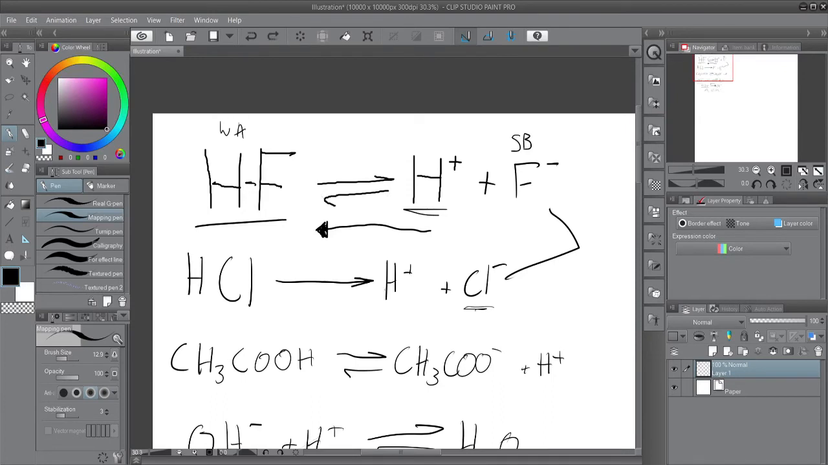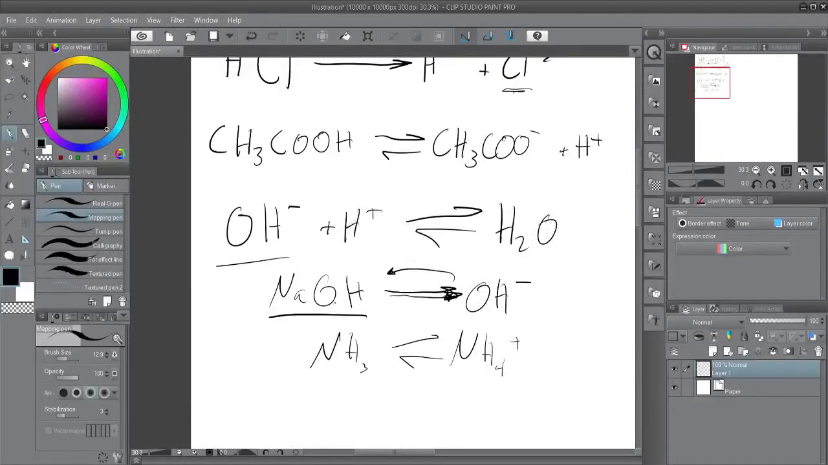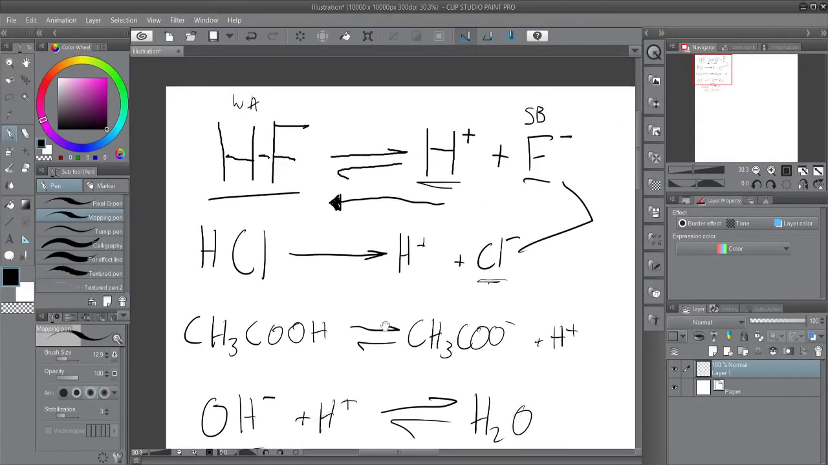We have to think of this in relative terms, because if you compare F minus to Cl minus, F minus can pick up a proton and become HF, hydrofluoric acid, but Cl minus can't pick up H plus again and become HCl. So in that sense, the conjugate base of a weak acid is stronger than the conjugate base of a strong acid, but it's still relatively weak if you were to compare it to something like NaOH as a base. So I hope that makes sense.